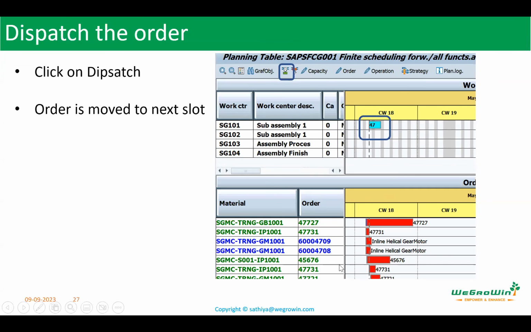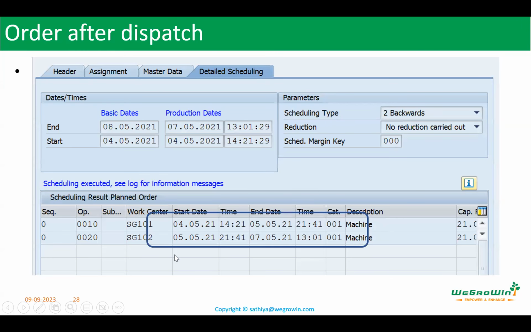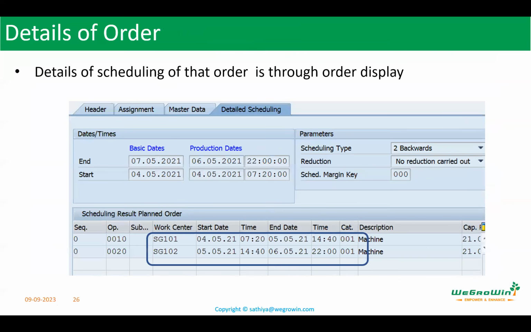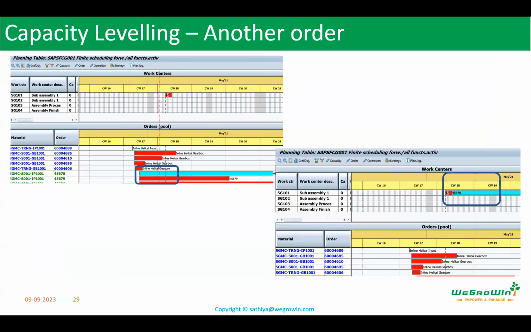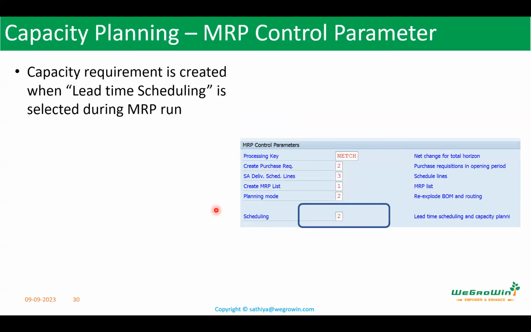Now I select the particular line and click on dispatch. Dispatch means the system will move to the next slot. With this, the date has been changed. Earlier it was 7:20, 5/5 is 14:40. Now this timing has been changed. Similarly, I can do it for the production order also. From this place, it moved to this place here.